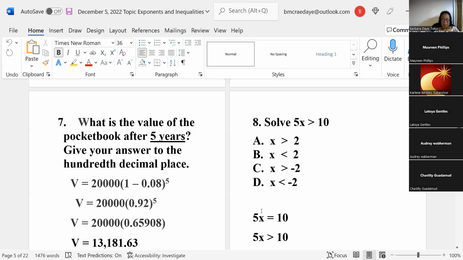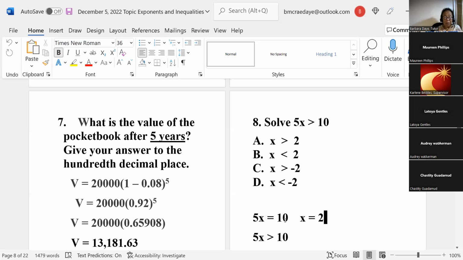5x over 5 gives x, and then 10 over 5 gives you 2. So that means x equals 2. Got it? So when you're trying to solve for this variable, you see how the variable is connected to the number? It's connected by multiplication. So just to get the variable by itself, you have to do a division. So divide the 5x by 5 and divide the 10 by 5.